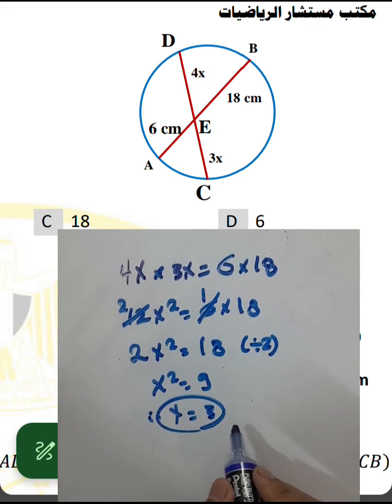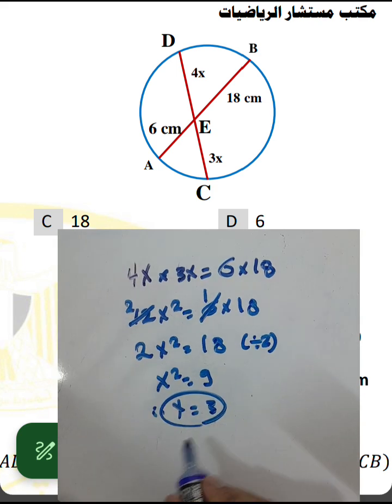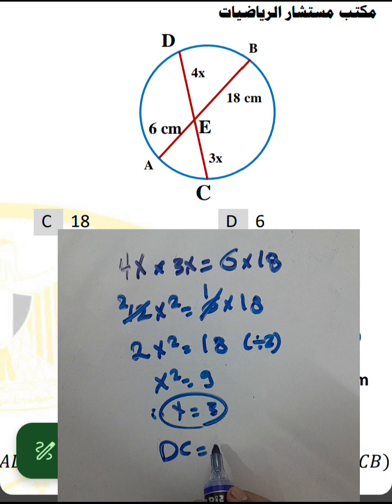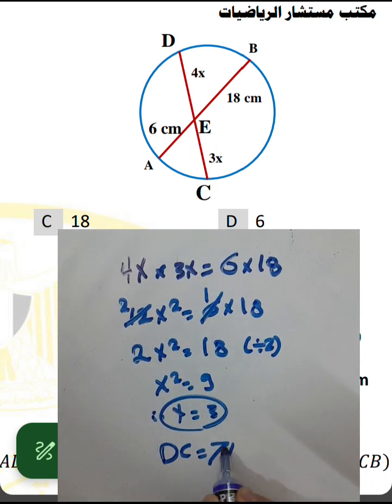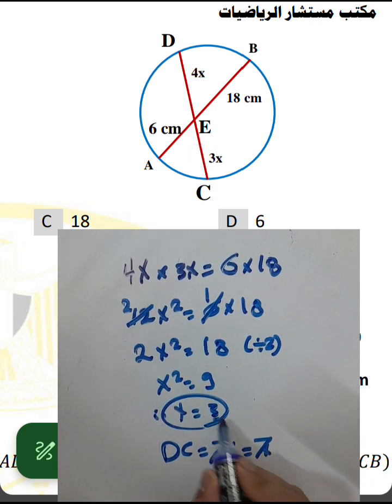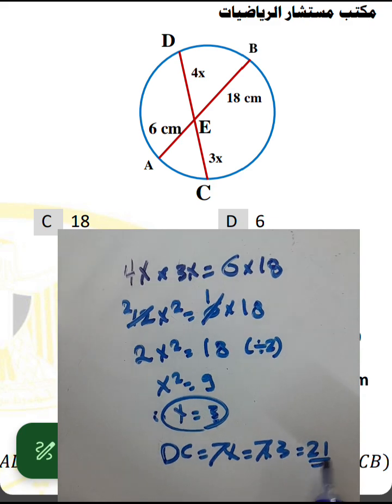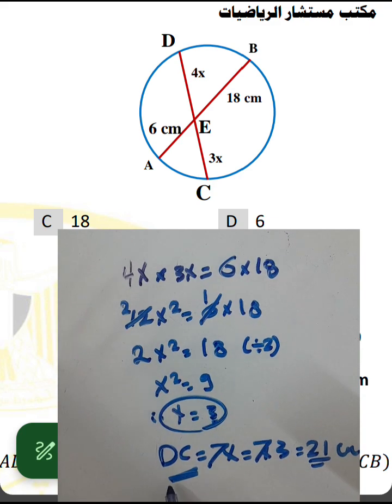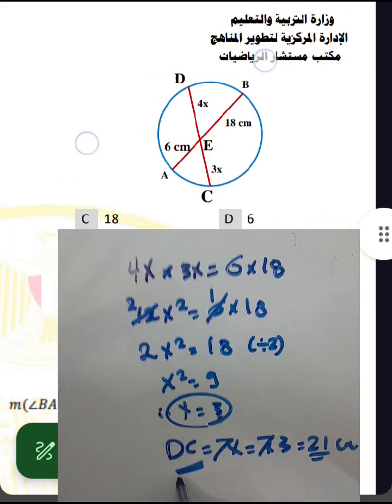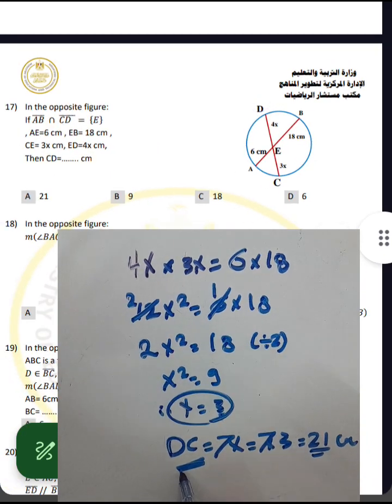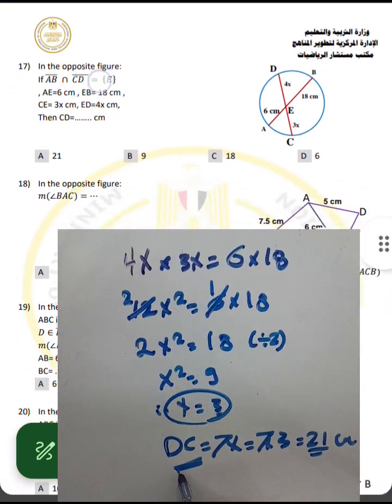Then the length of DC here, we can write DC was 4x plus 3x, it will be 7x. 7 multiplication by 3, it will be 21 centimeters. Then the length here will be 21. Choose letter A about question 17.